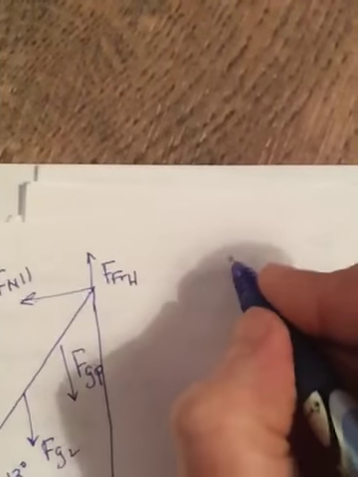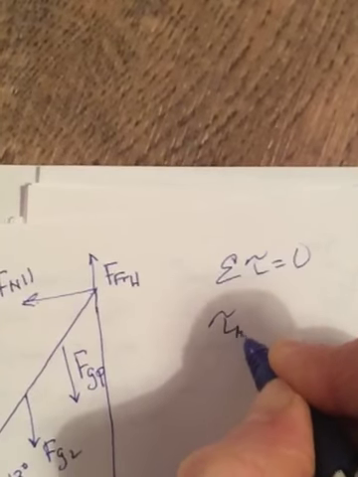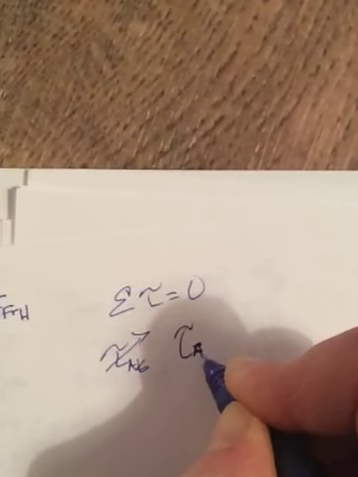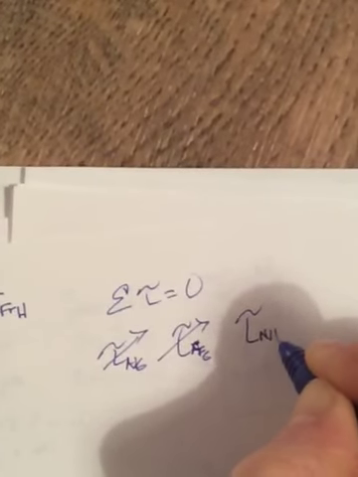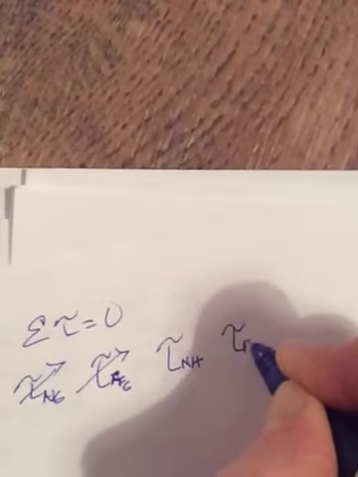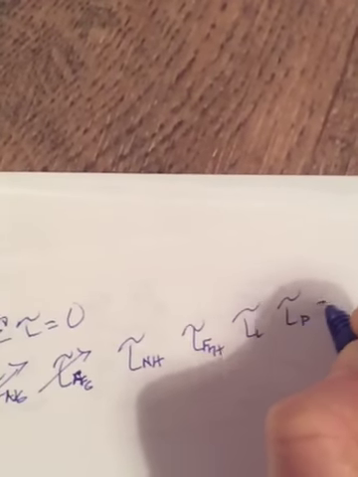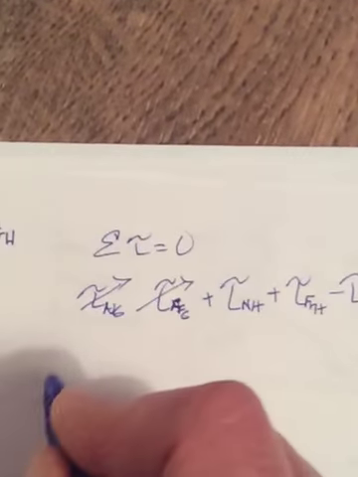Okay, so when you go up here and do your torque, there'll be a torque from the normal of the ground, but we'll pick our pivot point there, so it'll go to 0. Torque from the friction of the ground will go to 0. Torque from the normal of the house we keep. Torque from the friction of the house we keep. Torque from the ladder, torque from the person. Clockwise and counterclockwise, both of these will be positive, these will be negative.